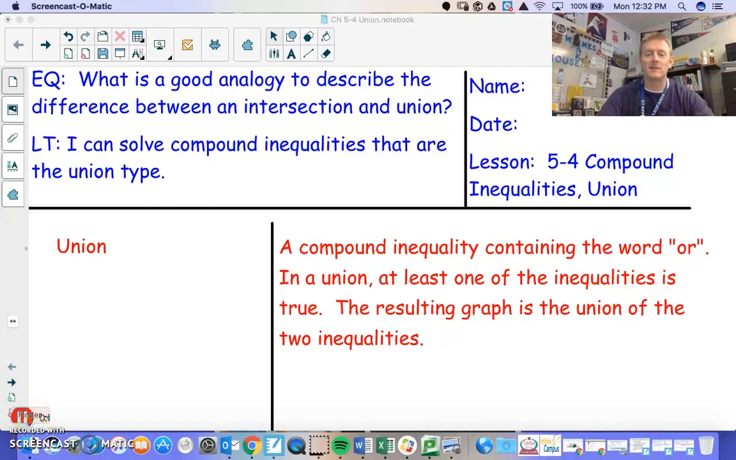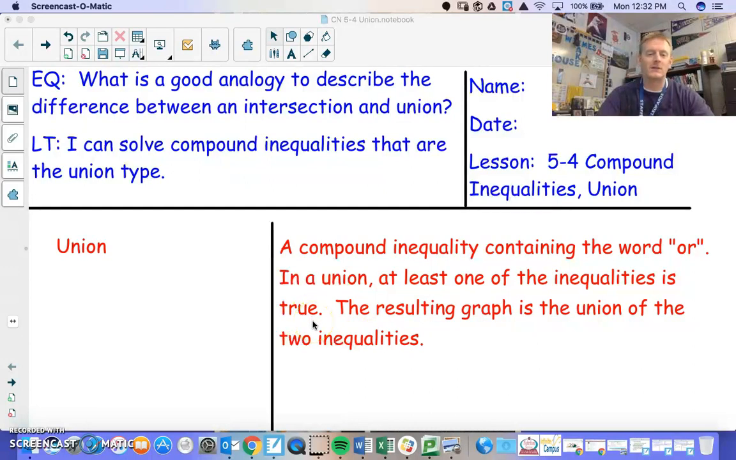This is lesson 5.4, part 2. We're talking about compound inequalities still. This is the union part of it. And unions are a compound inequality containing the word or, that means at least one of the inequalities is true.